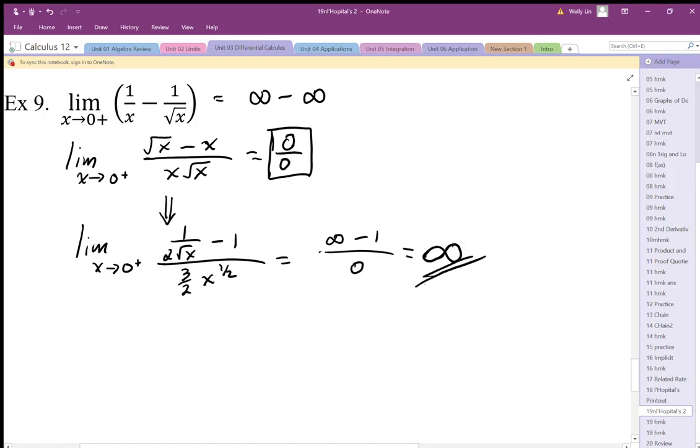If I graph this, you can confirm that this is actually the case. It ends up being a graph that kind of looks like this and kind of follows an asymptote down there. So it goes off to infinity when I get closer to 0 from the positive side.